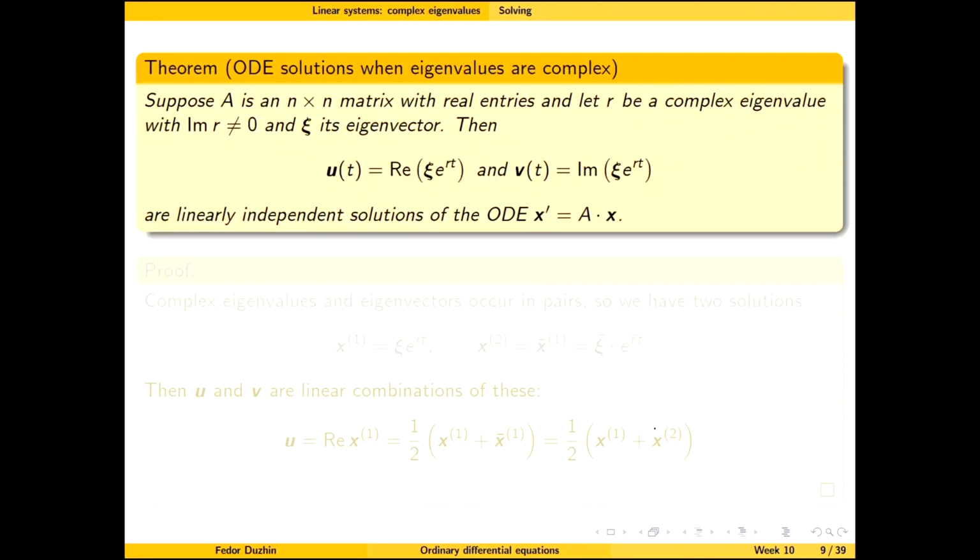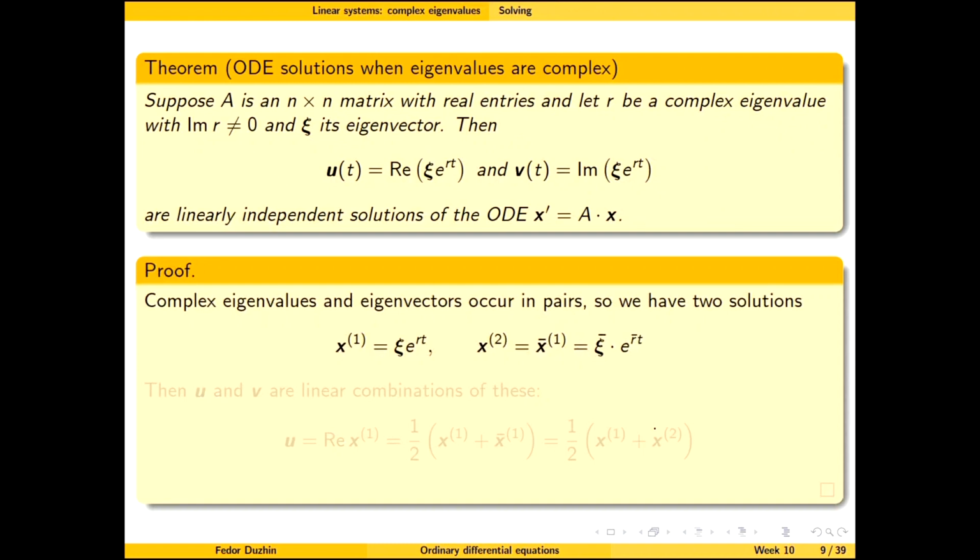Now let me give you a theorem. Suppose that A is, in the general case, an n by n matrix with real entries, and suppose that we have a complex eigenvalue and a complex eigenvector. Then the real part and the imaginary part of this complex valued solution are linearly independent solutions over the reals of the corresponding system of ordinary differential equations.